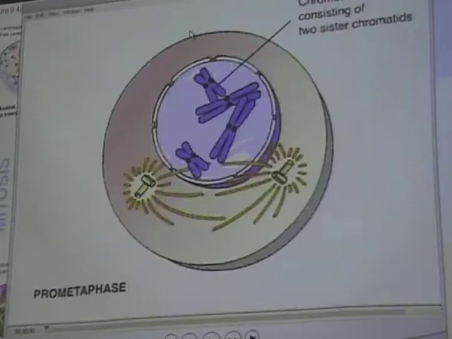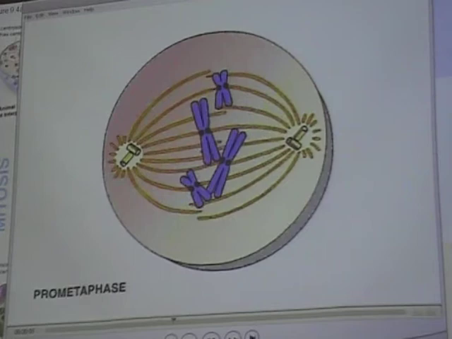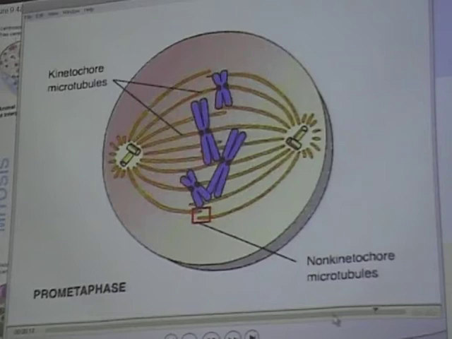During pro-metaphase, the nuclear envelope breaks into fragments. Some of the spindle fibers reach the chromosomes and attach to kinetochores, structures made of proteins and specific sections of DNA at the centromeres. Non-kinetochore microtubules overlap with those coming from the opposite pole.